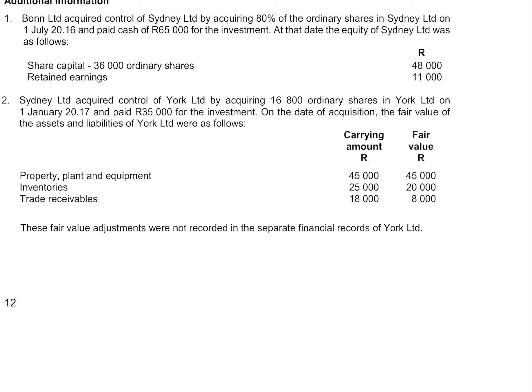So Bond Limited acquired control of Sydney. So we've got Bond Limited, which acquired control of Sydney. Right, what was the date? It was the 1st of July 2016, and they acquired 80% of the shares. Right, so if there is 80% of the shares, then number 2, Sydney acquired control of what?